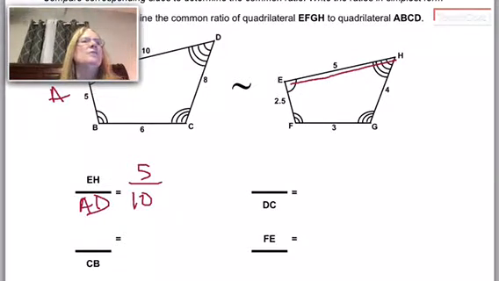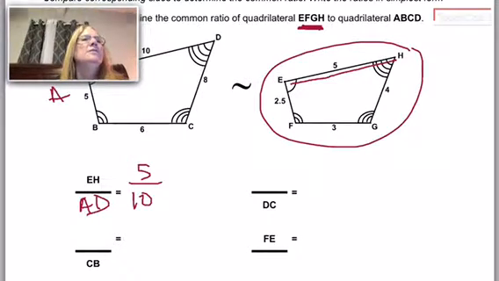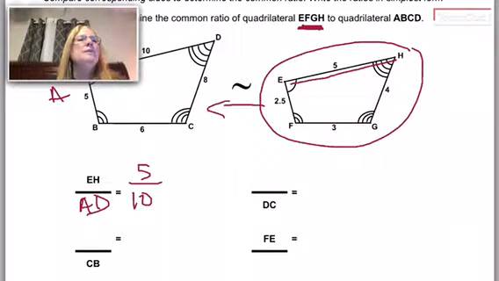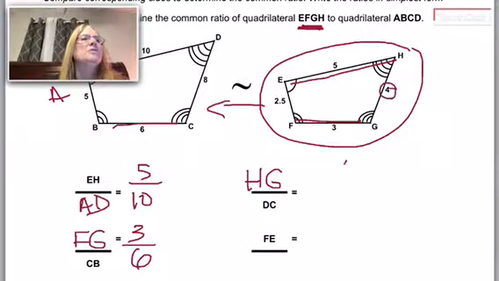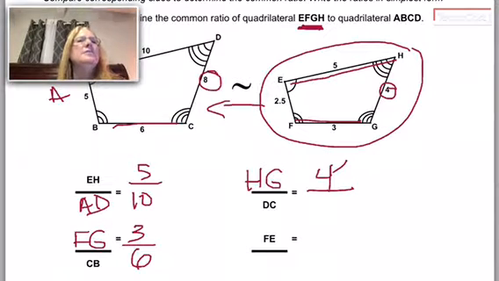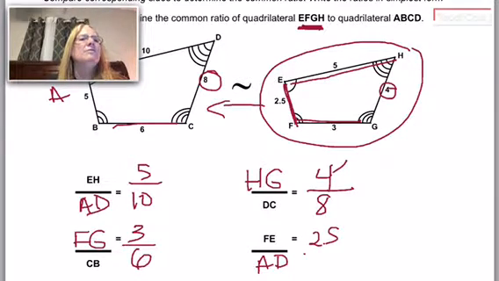So this is how we find our common ratio. The order matters. It tells us we're going from this one to this one, so we have to put it in that order. We're going from the smaller one to the bigger one. So side CB lines up with side FG, and our measurements are 3/6. Side DC lines up with HG, and our measurements are 4/8. And FE lines up with AB, and our measurements are 2.5/5.